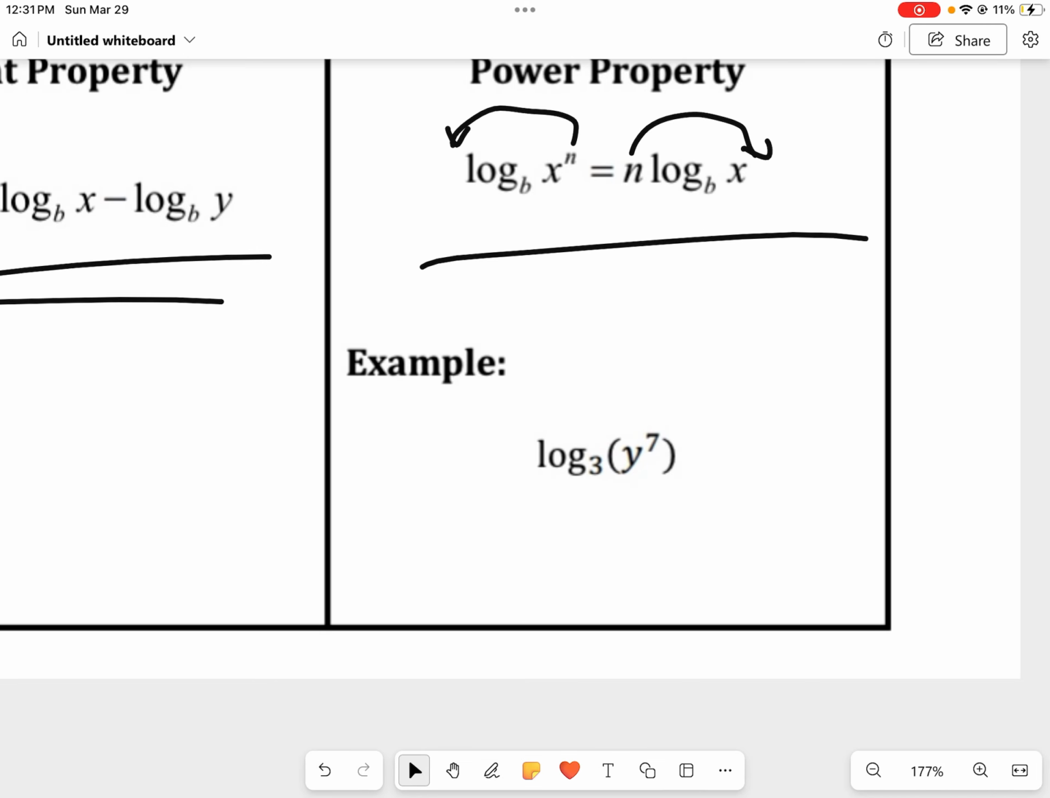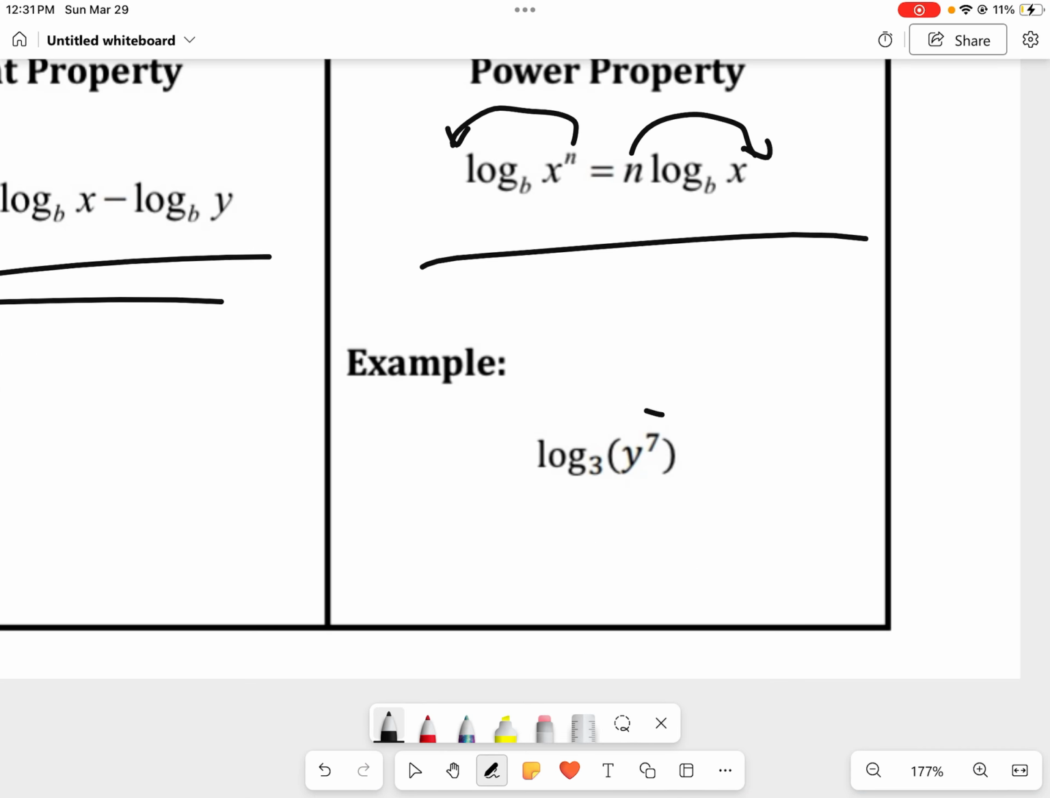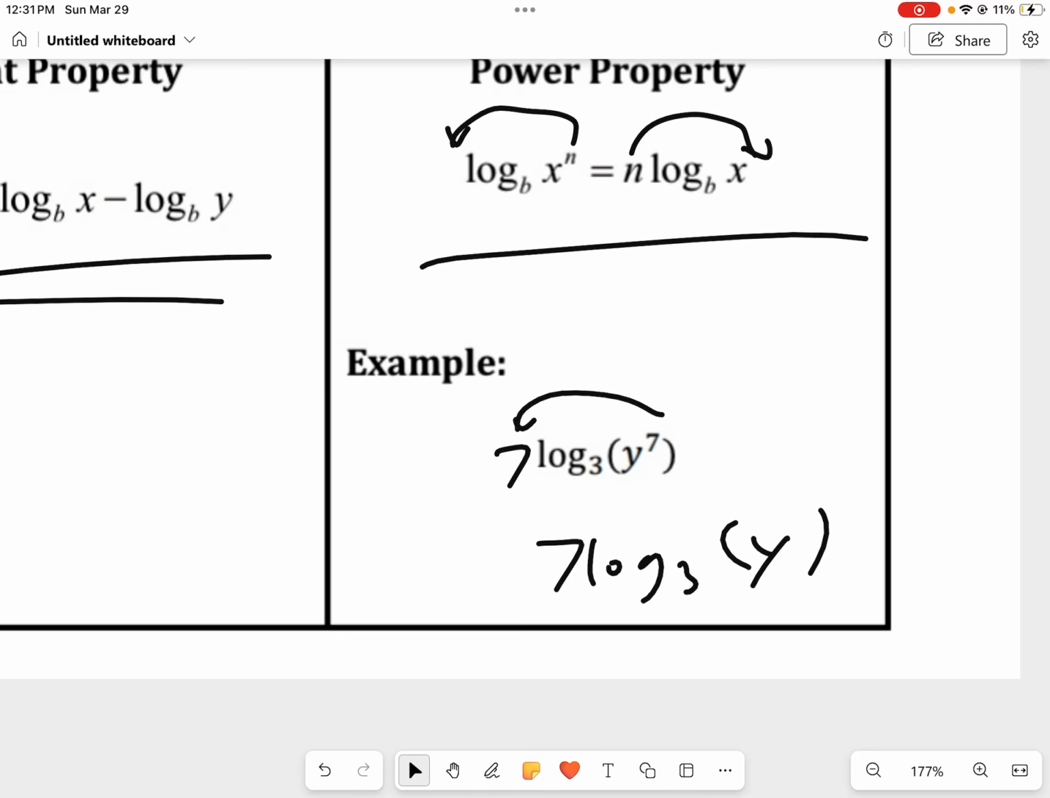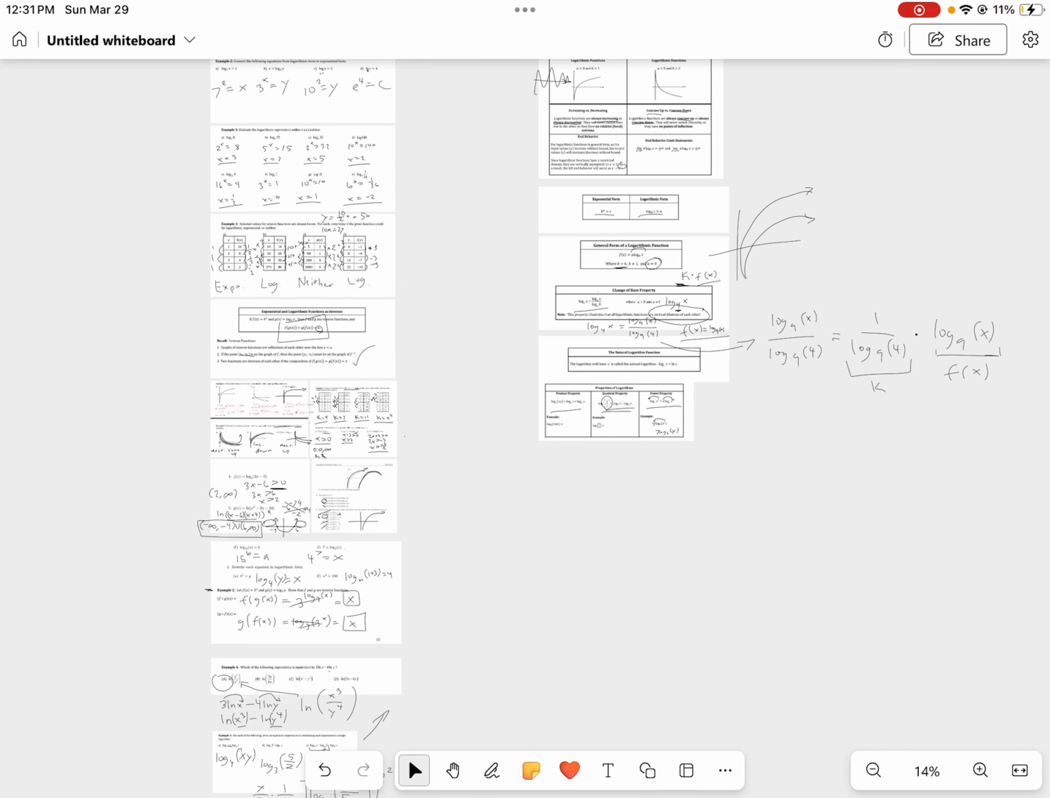So example, this, drag this here, 7. So we have 7 log 3 of y. Great. That should be everything. Yeah, that's everything. All right, doodles.